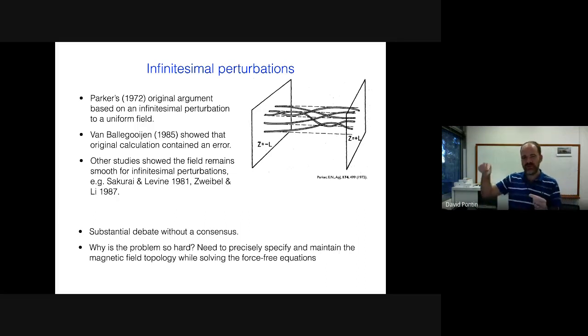Now, the magnetic field topology, like I said, is related to the linkage of all the field lines with one another and the way they connect between the boundaries. And so therefore, by definition, the topology is a global quantity. It's not something that you can define locally. And so encoding that global topology of the field into the problem is challenging.